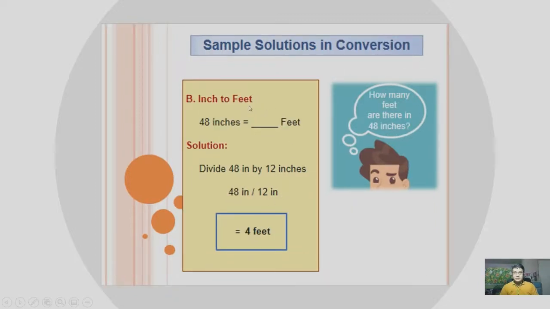Next is inches to feet. 48 inches is how many feet? The solution here is to divide 48 inches by 12 inches. 48 inches divided by 12 inches, the answer is 4 feet.